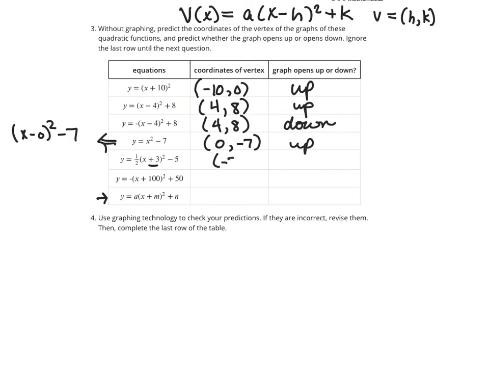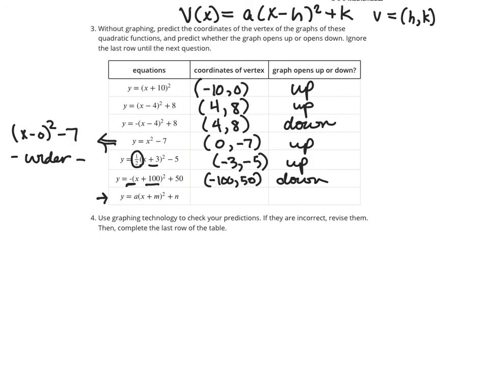h is negative 3, k is negative 5. Okay, that's positive. We're opening up. Notice that the a term is a fraction. So remember from our previous lessons, that's actually going to have a wider parabola because we're a fraction. All right, here, negative 100, comma 50, and that means we're opening down. And we're supposed to ignore that last one for now. I'm going to check my answer key. Looks like we got them all right.